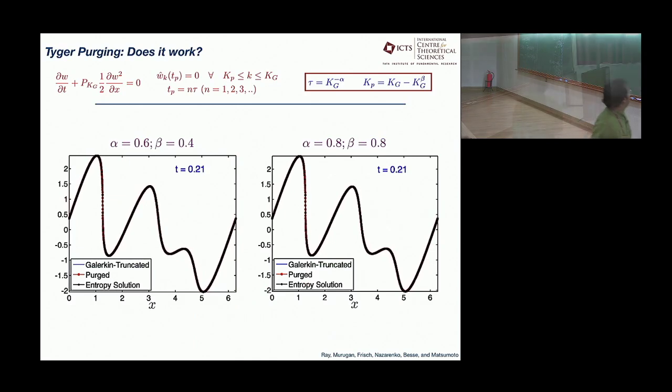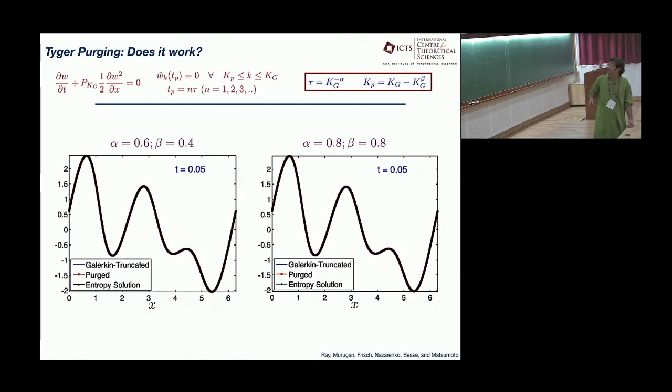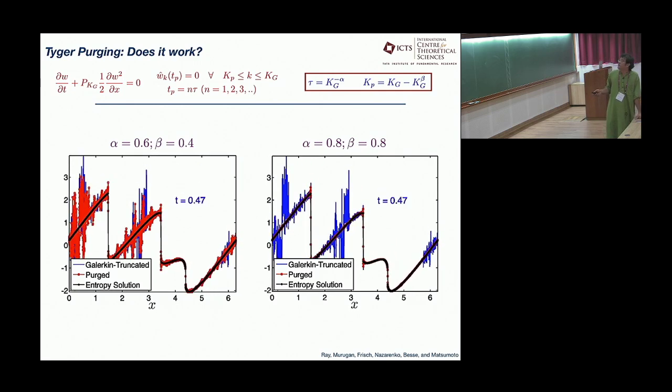So does it actually work? Here, what I plot is the Galerkin-truncated solution in blue, the entropy solution in black, and the purged solution in red. And I'm showing results for 2 values of alpha and beta. What I can point out is that the one which satisfies our bound better seems to do a better job. So let's look at the solution before we make this convergence more precise.